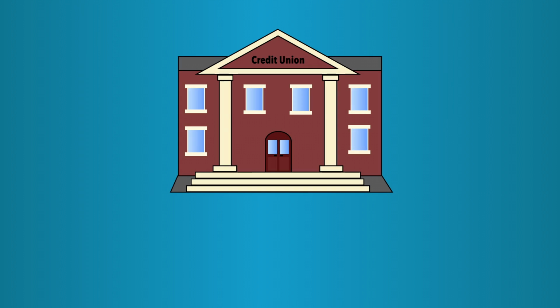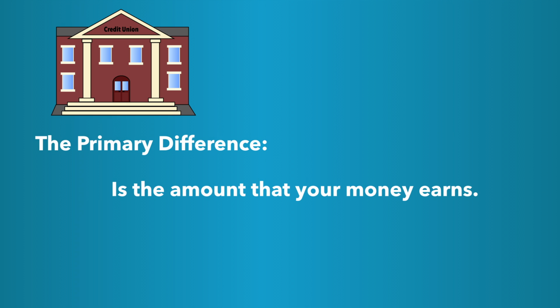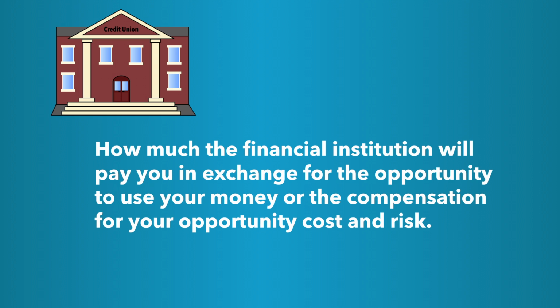Banks and credit unions offer many different ways to save your money. The primary difference among the accounts is the amount that your money earns. In other words, how much the financial institution will pay you in exchange for the opportunity to use your money, or the compensation for your opportunity cost and risk, which in turn depends on the degree of liquidity that you are willing to give up.